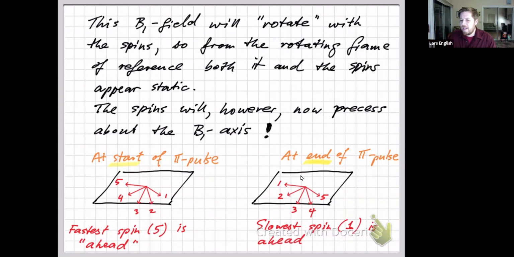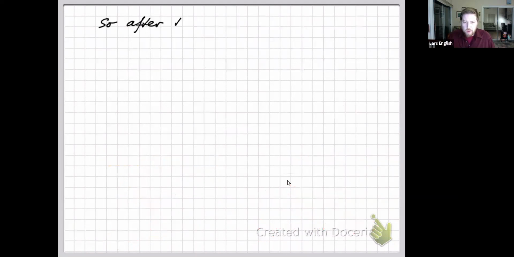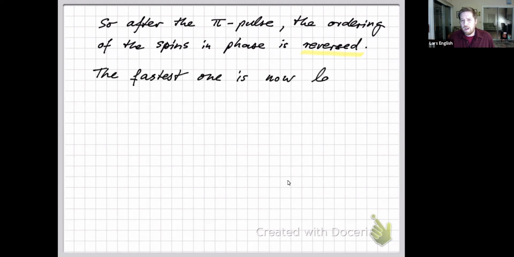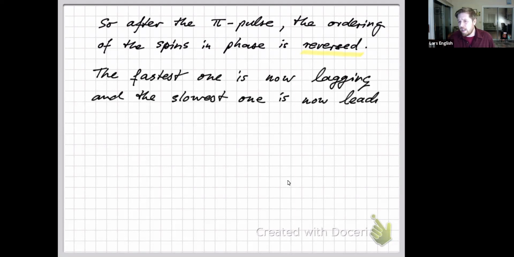When I say ahead, everything in the laboratory frame is, of course, processing clockwise here. So that's why we can use the term ahead or leading and lagging. So the upshot is that after the pi pulse, the ordering of the spins in phase has been reversed. The ones that were ahead are now behind, and the ones that were behind are now ahead. The fastest one is lagging, and the slowest one is leading.